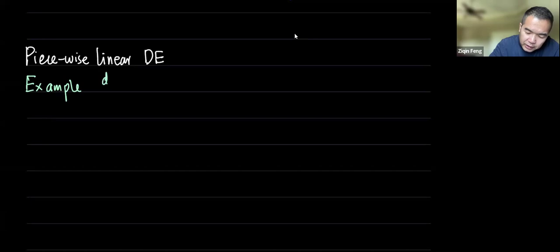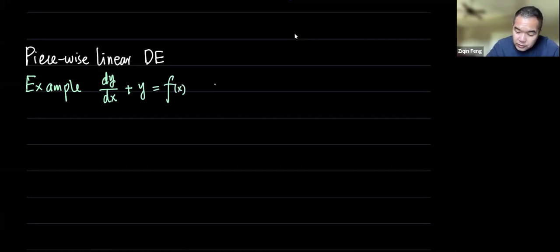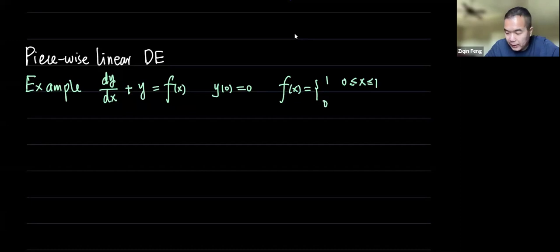So our solution has to be continuous. dy over dx plus y equal to f of x, where this is the initial condition, we know that y of 0 equal to 0. We also know that f of x is a piecewise defined function. So this is equal to 1 when x is between 0 and 1, and 0 when x is greater than 1.